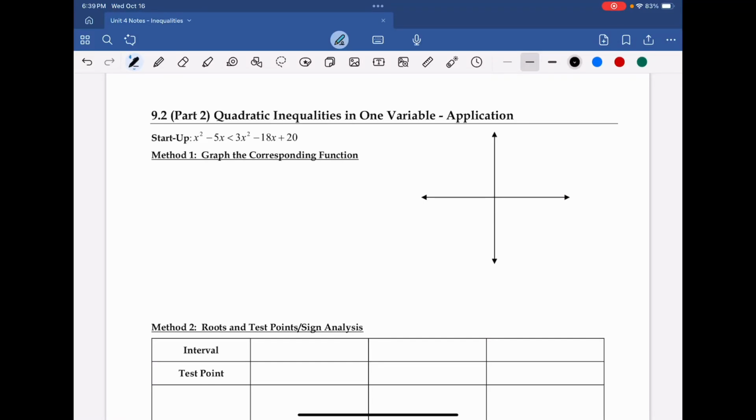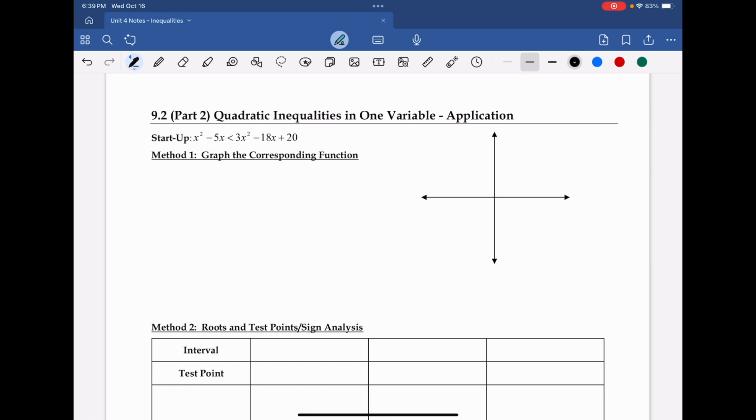All right, so now we move on to lesson 9.2 part 2, and that's quadratic inequalities in one variable, specifically dealing with applications. Now, to start this lesson, we're going to recap our algebraic approaches to solving these inequalities. So to start up, we're going to deal with one inequality, and we're going to deal with the different methods.